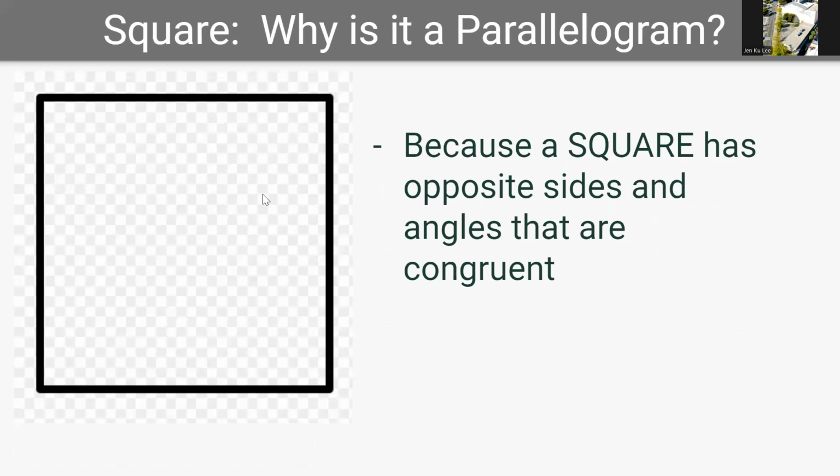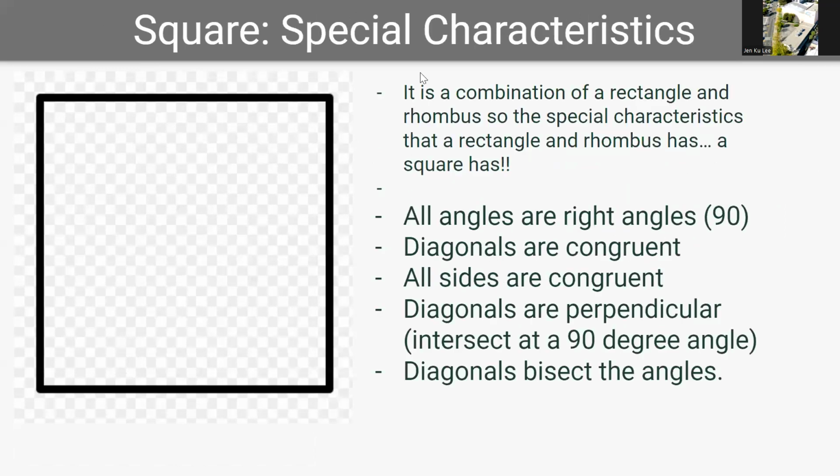All right. So a square, right? And that's our last special parallelogram, because a square has opposite sides and angles that are congruent. Okay? And you can take it a step further and say that the square is the most specialized parallelogram that you can see.